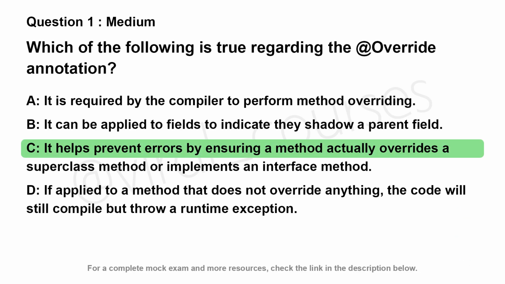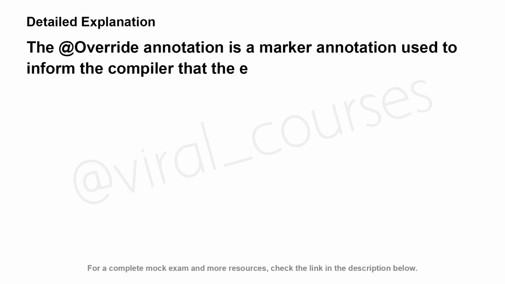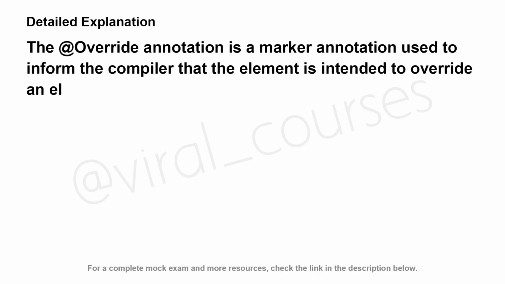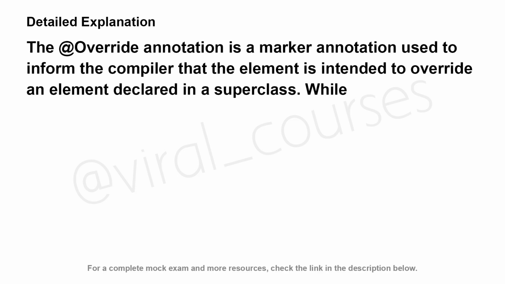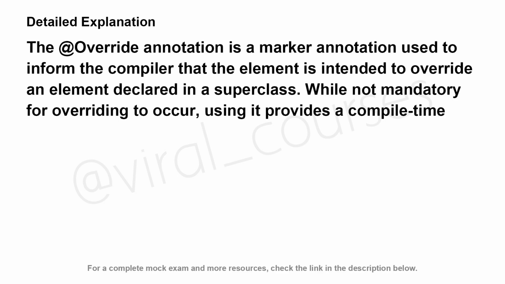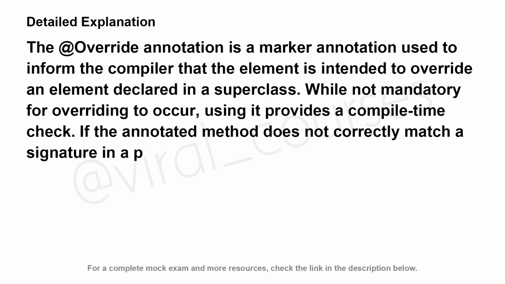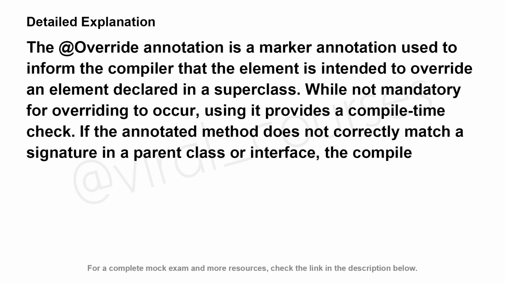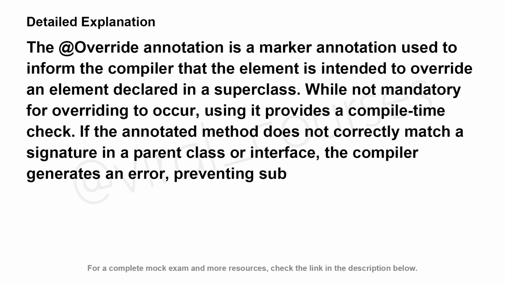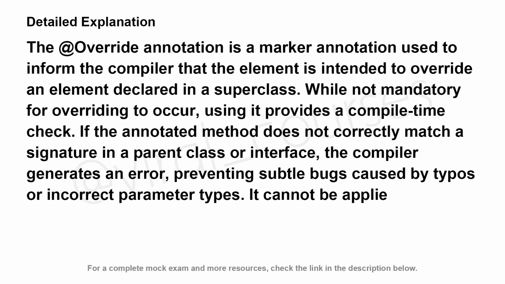The correct answer is C. The @Override annotation is a marker annotation used to inform the compiler that the element is intended to override an element declared in a superclass. While not mandatory for overriding to occur, using it provides a compile-time check. If the annotated method does not correctly match a signature in a parent class or interface, the compiler generates an error, preventing subtle bugs caused by typos or incorrect parameter types. It cannot be applied to fields, only to methods.